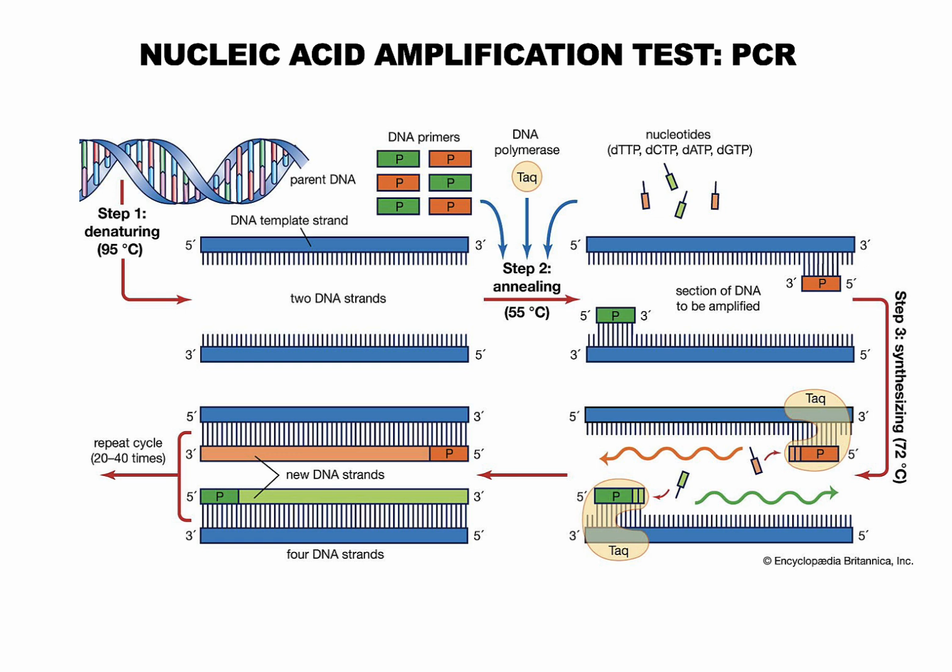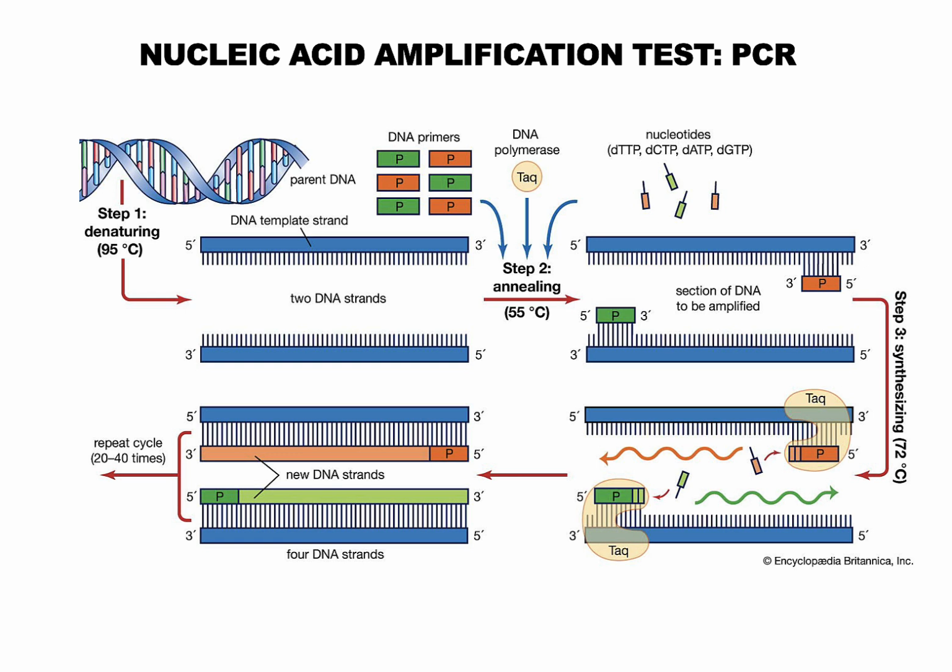Next, the temperature is lowered to approximately 50 to 65 degrees Celsius during the annealing phase, allowing the primers, short sequences of nucleotides that are complementary to the target DNA region, to bind to their specific sites on the single-stranded DNA template. This is the most crucial step, as the specificity of the primers determines the accuracy of the amplification.